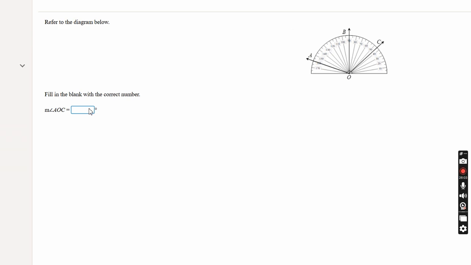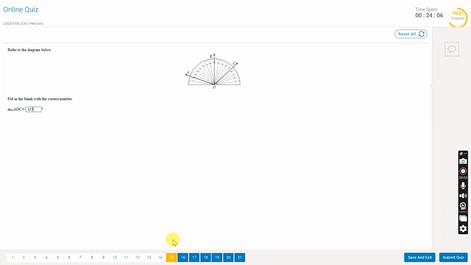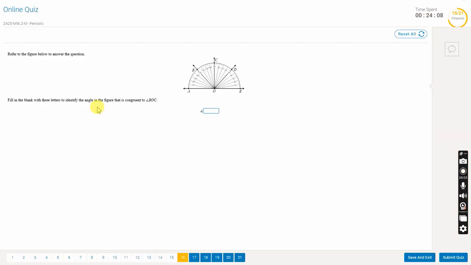The next one, the same thing here. Now angle AOC, what is the measurement of that? You will see it's 160 here, and on the other side it's 45. So 160 minus, sorry, my bad, 160 minus 45, which is 115 for this one. Be careful where the arrows are placed. Sometimes they can trick you.